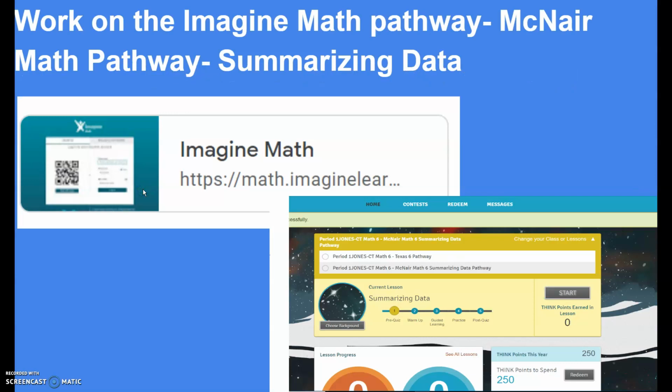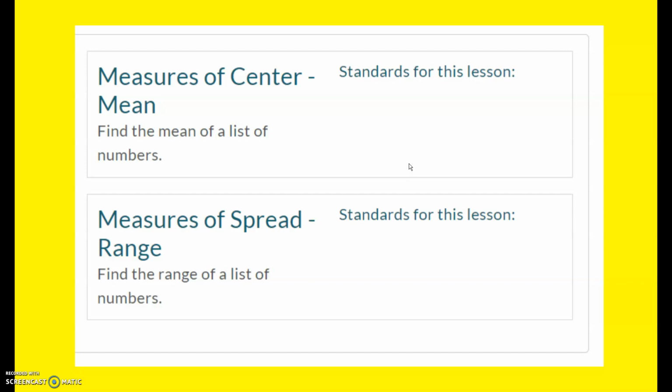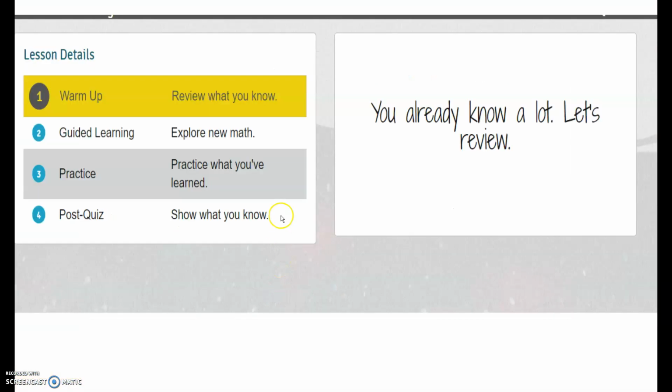When you work on the Imagine Math pathway, it's going to say McNair Math Pathway Summarizing Data. So make sure you log on to Imagine Math, and also you will see two different pathways. You want to make sure that you click the one and highlight the one that says McNair Math Summarizing Data Pathway, and then click Start. Once you're done, you're going to go to two sections: measure of center, mean, which wants you to find the mean of the list of numbers, and the measure of spread, range, which wants you to find the range of the list of numbers. Also, each section will have a warm-up, guided learning, practice, and post-quiz.